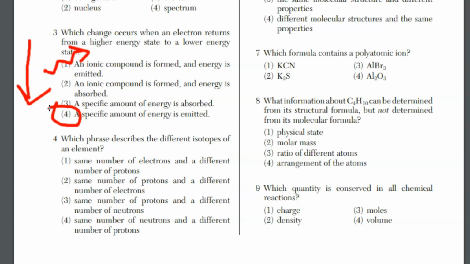For number 4, which phrase describes the different isotopes of an element? This is another classic definition. Same number of protons, different number of neutrons. Can't be number 1 because I see electrons in there. Can't be number 2. The word electrons is in there again. It is choice 3. Same number of protons, different number of neutrons.